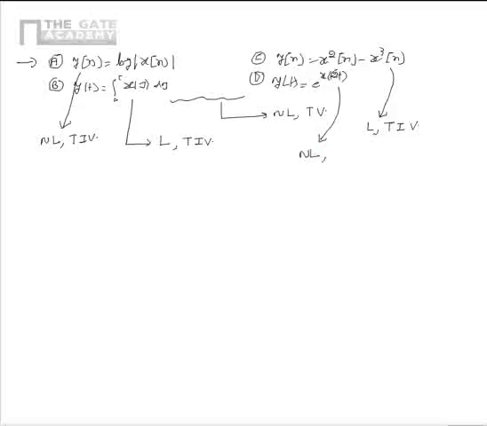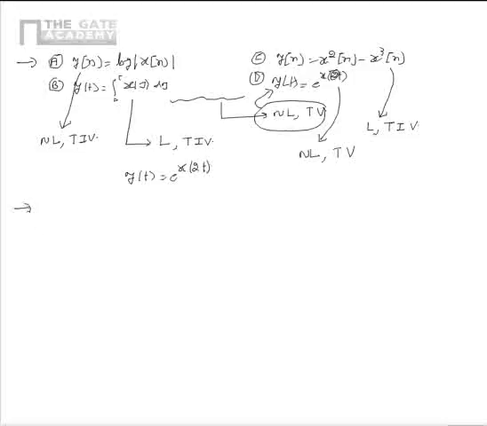Also, due to the factor 2 on the time, the output due to delayed version of input is not equal to delayed version of output. So the system is time variant. From this, we see that the required system, which should be non-linear and time variant, is the system in option D, which is y of t is equal to e power x of 2t.